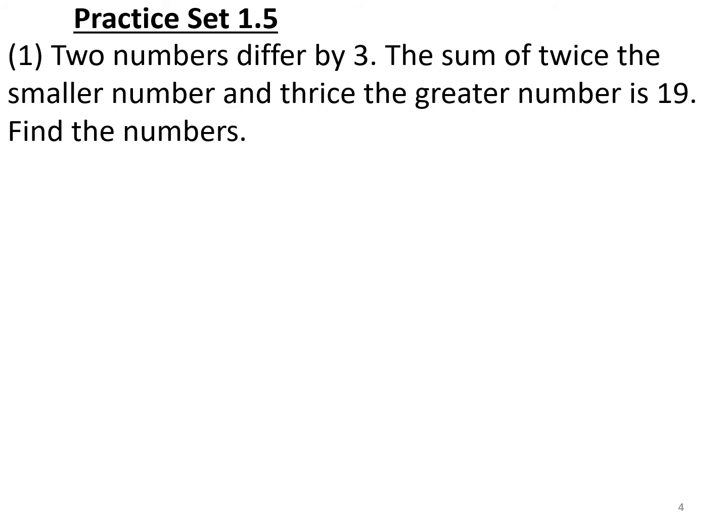Practice set 1.5. The first question. Two numbers differ by 3. The sum of twice the smaller number and thrice the greater number is 19. Find the numbers. Now here only the written statement is given. Two numbers are present, but we do not have a variable. So first we start giving the variables.